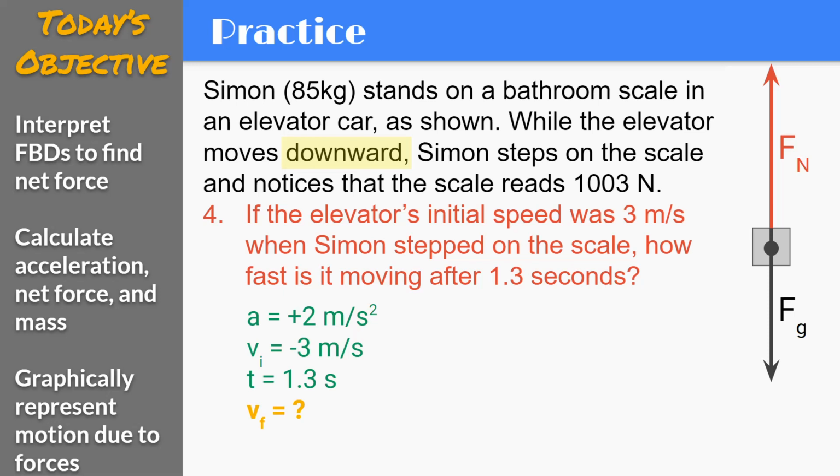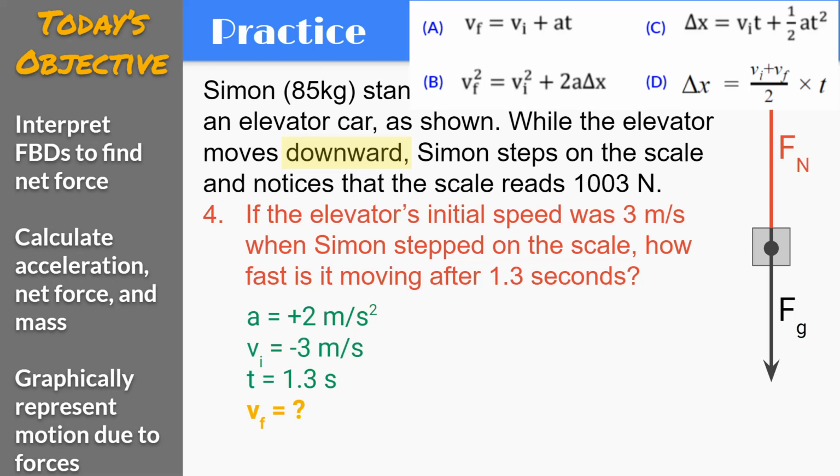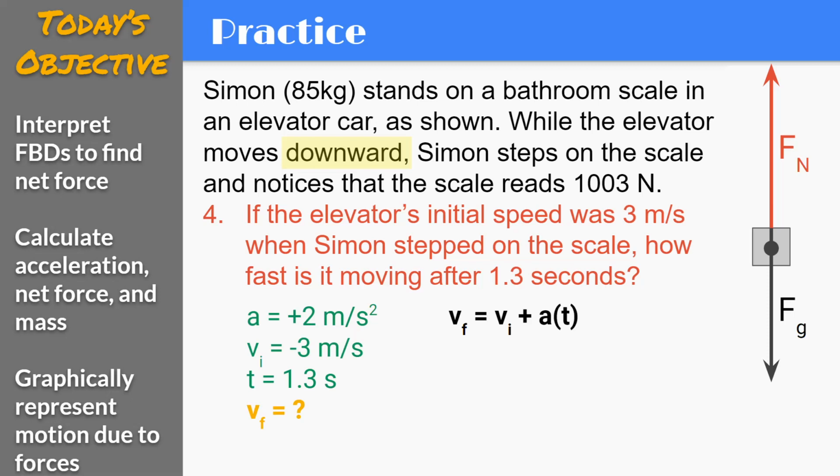With these 4 variables on my screen, if I take a look at my equations, the one I'm going to use is equation A. VF equals VI plus A times T. Substituting in, I get this. And this is why your sign matters. If you don't put -3, you're going to get a completely wrong answer. VF equals -3 plus 2 times 1.3. 2 times 1.3 is 2.6. -3 plus 2.6 is -0.4 meters per second. So his final velocity, he's still moving down. He's almost stopped, but he hasn't quite stopped yet. His velocity is still -0.4 meters per second.